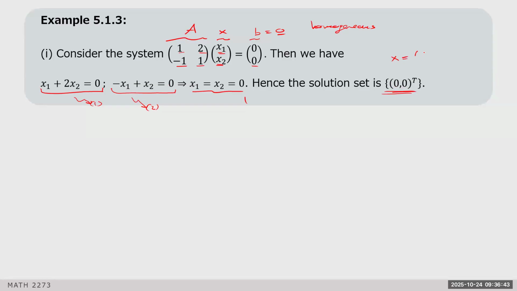So only one vector satisfies this matrix equation. Only one solution to it.